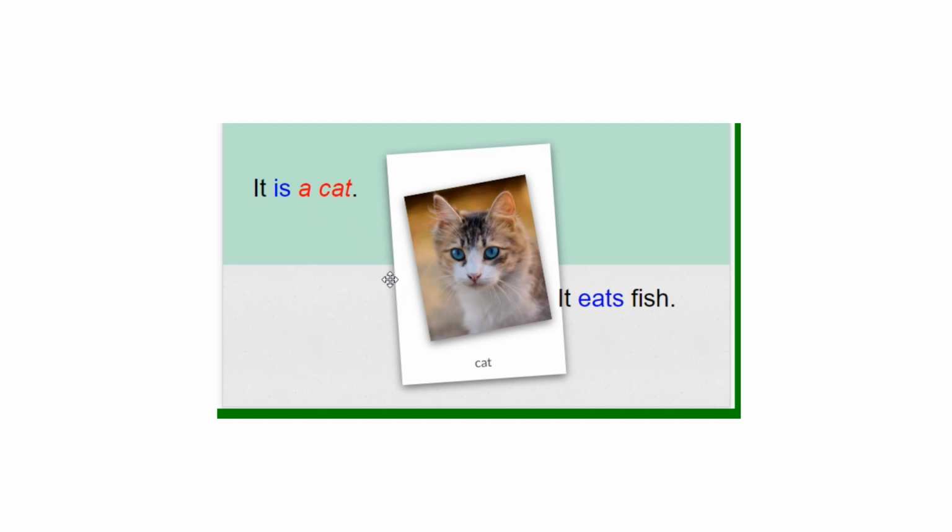This is a cat. That's the to be. Diikuti dengan noun, a cat. It eats fish. Ya, kucing ini makan ikan. Eats adalah the verb.